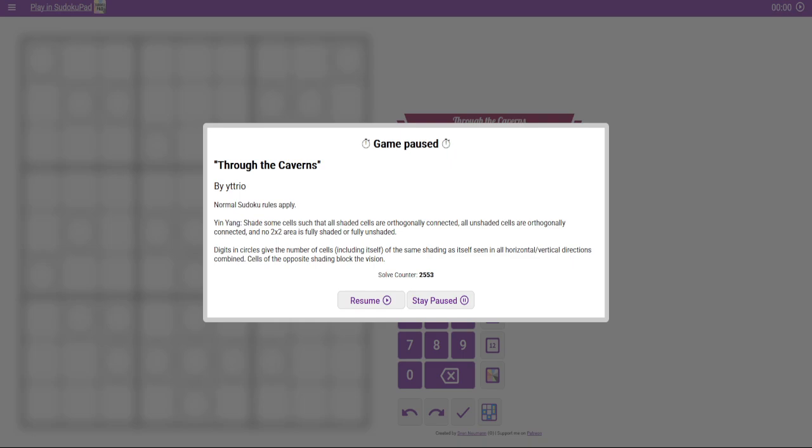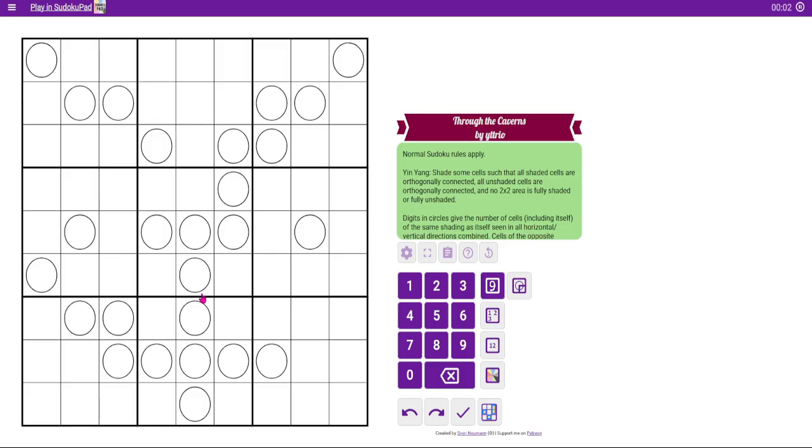Hello and welcome back to yet another Sudoku puzzle. Today we will be going through the Fruity Caverns puzzle, which you can see right here. And the rules for the puzzle today are as follows.